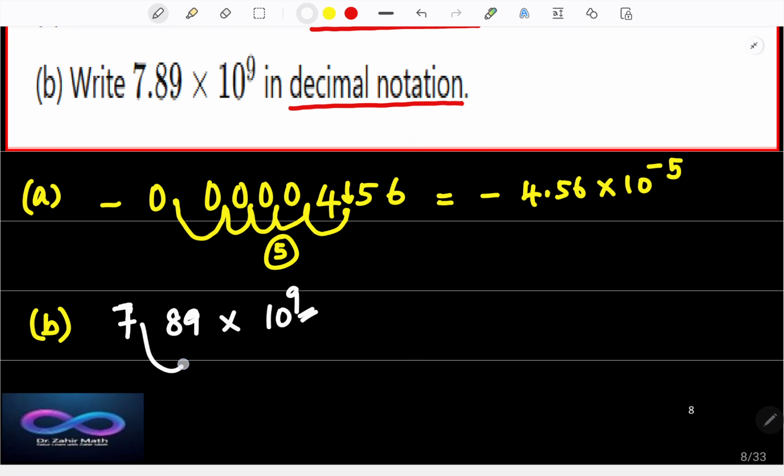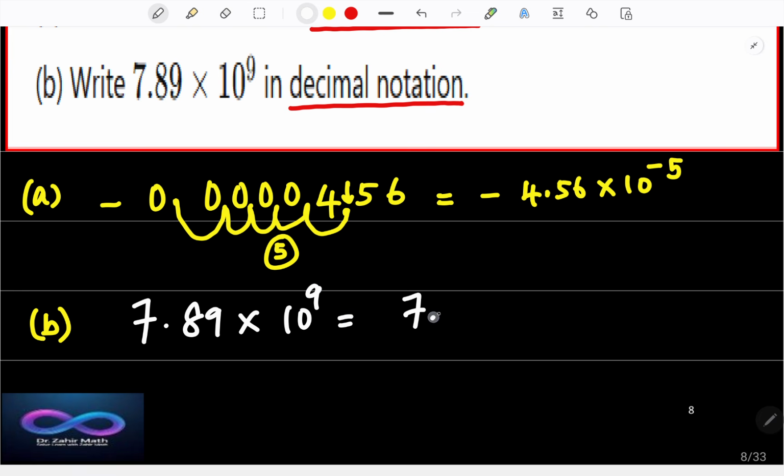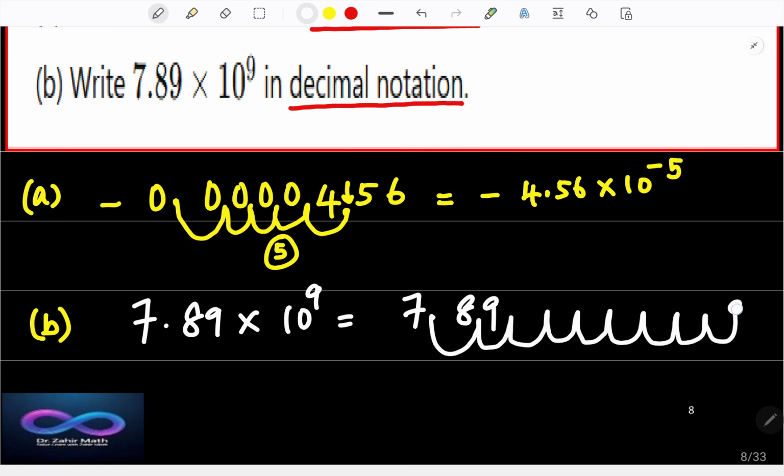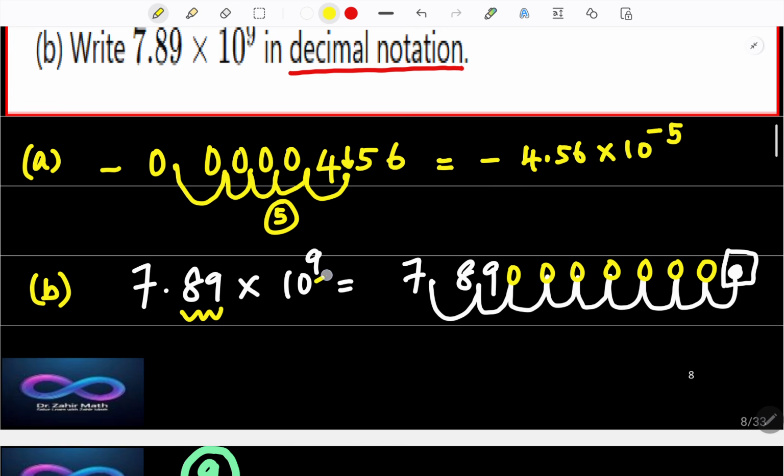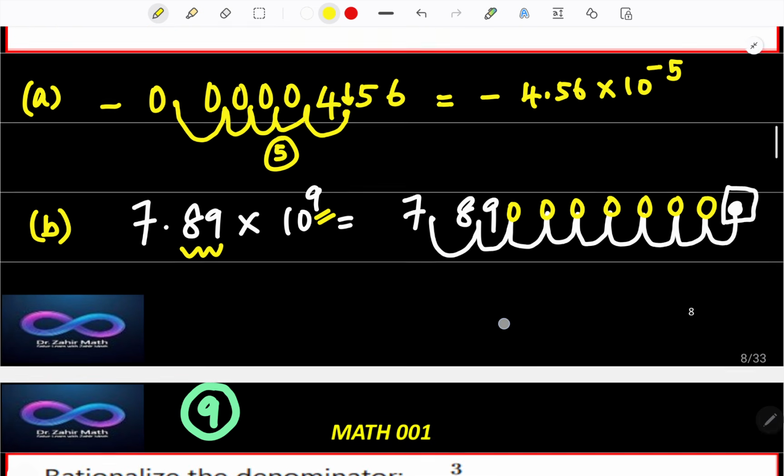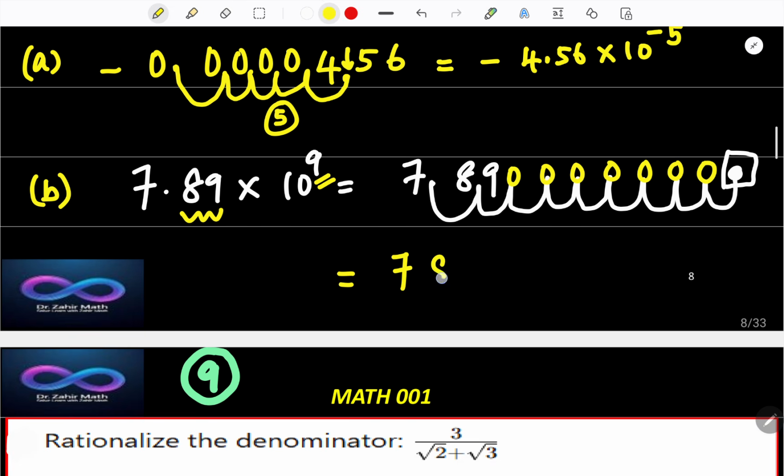No problem. Let me write again. 7.89 multiplied by 10 power 9, which is equal to 7.89. I'm just moving. Listen. 1, 2, 3, 4, 5, 6, 7, 8, 9. So this point, don't touch it. Remaining points, you add 0. Or easily you can calculate in the mind. Already 2 points, so power 9. So how many zeros will come? 7. So your answer is 7, 8, 9, and then 7 zeros you will get.